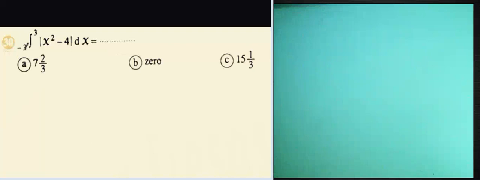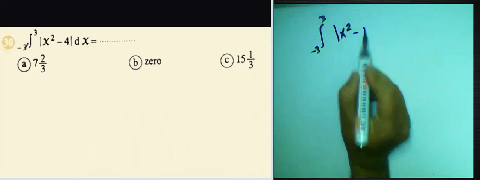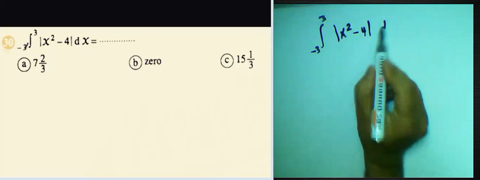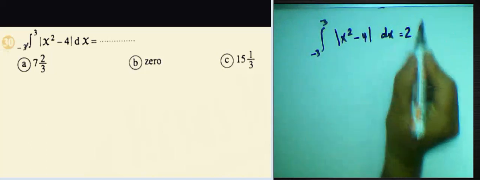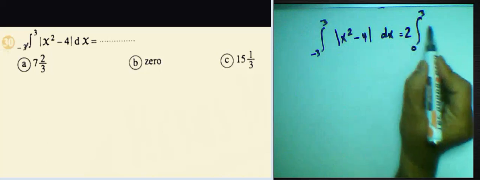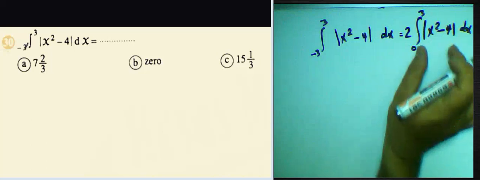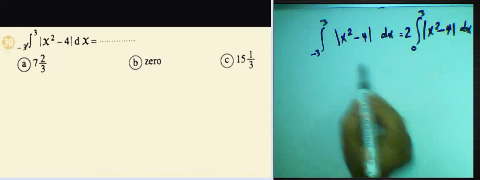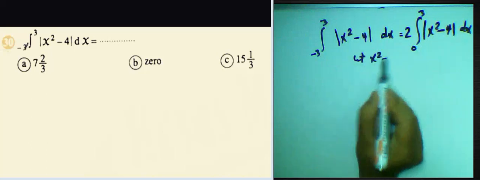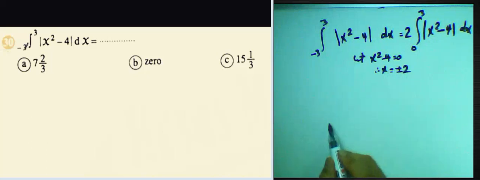Look at this example. We want to find the integration from negative 3 to 3, absolute value of x power 2 minus 4 dx. This function is even, so we can write the result twice the integration from 0 to 3 of the absolute value of x power 2 minus 4. But in this example we have the problem about absolute value. First we must let this function x power 2 minus 4 equal 0, then x will be positive or negative 2.